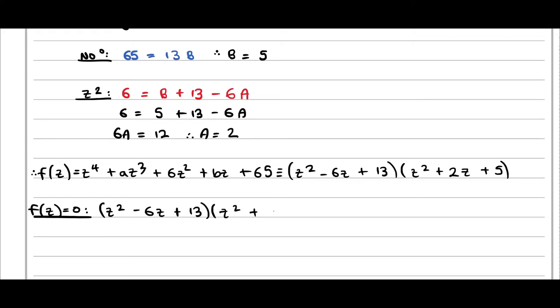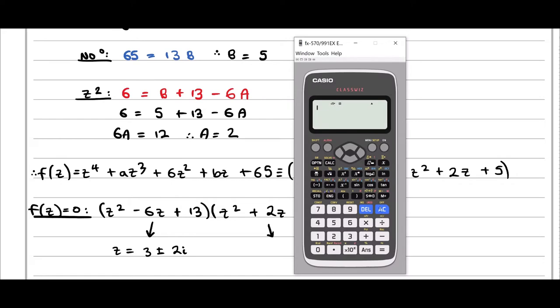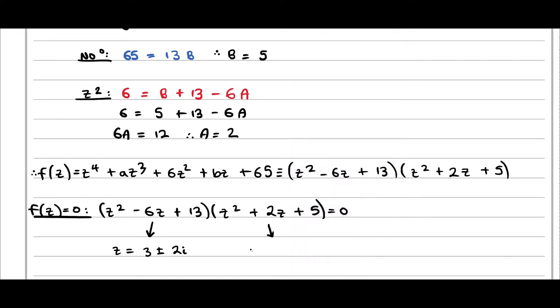Lots of z squared plus 2z plus 5 equaling 0. We found over here the roots were 3 plus minus 2i. And if we use our calculator, we can find out the roots for the other bit. So if we go to an equation, we have a polynomial of degree 2 with coefficients 1, 2, and 5. So we have minus 1 plus 2i, minus 1 minus 2i. So we have z equals minus 1 plus minus 2i.